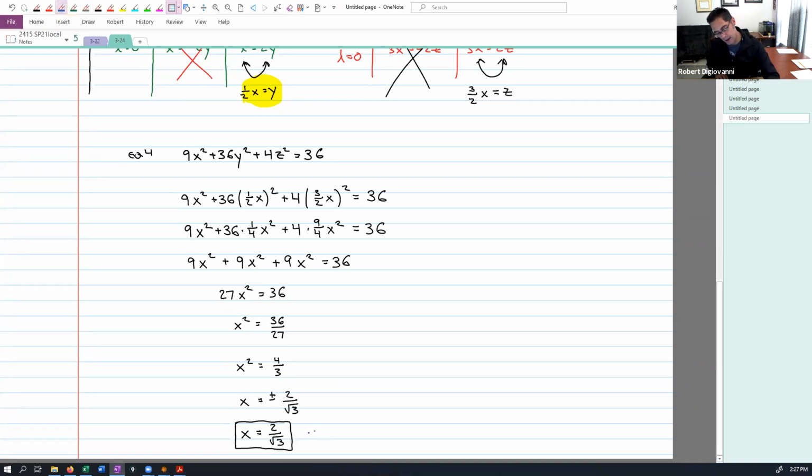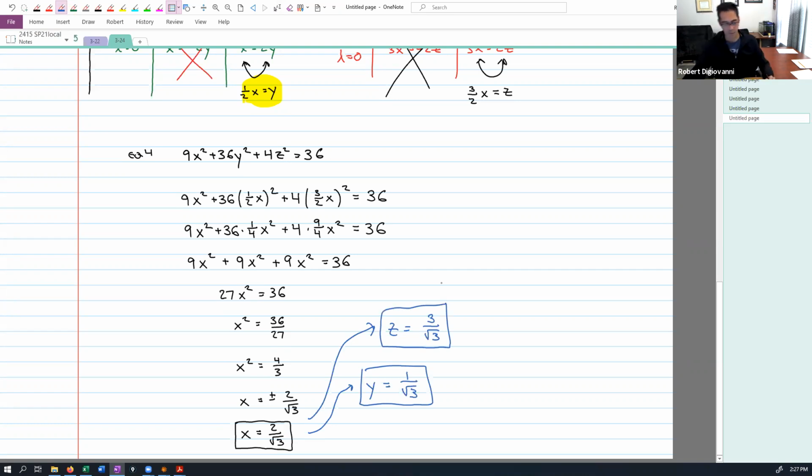So I know now that y must be half of this, which is just going to take the 2 off the top. Also, I have z, because z is 3 halves times x. So if I multiply this answer by 3 halves, you should get 3 over root 3. So I think I'm there. I have x is 2 over root 3, y is 1 over root 3, and z is 3 over root 3.